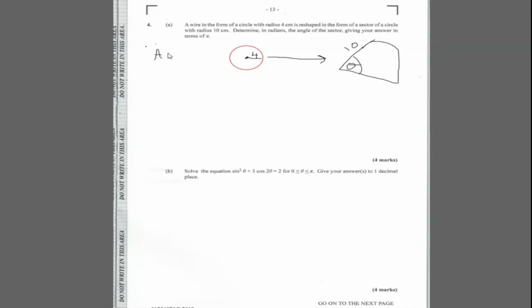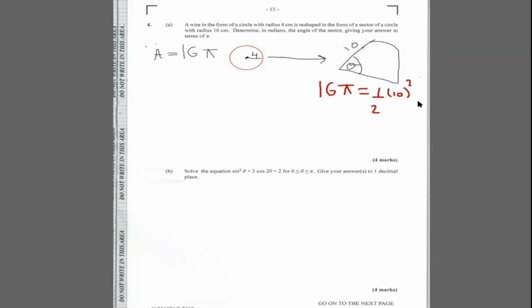First thing we know is that the area of this small circle is pi r squared, which is pi times 4 squared, which is 16 pi. So the area of the small circle is the area of the sector. What that means is 16 pi is equal to a half r squared theta, which is a half 10 squared theta.